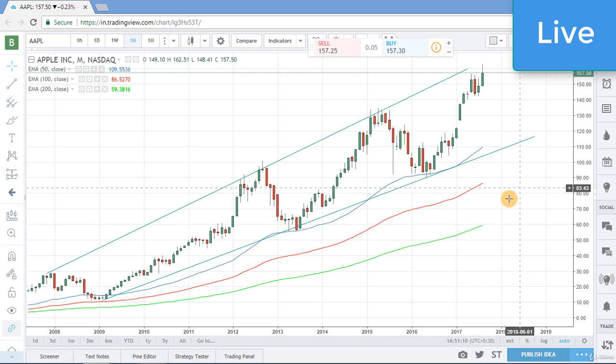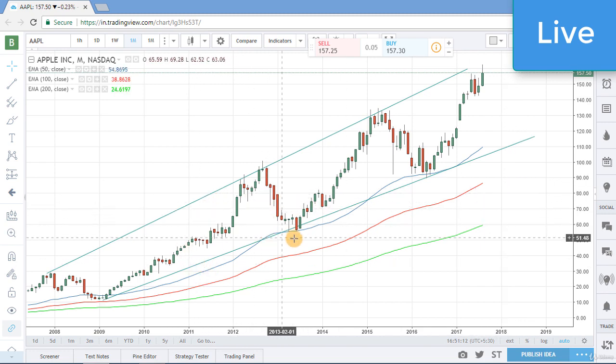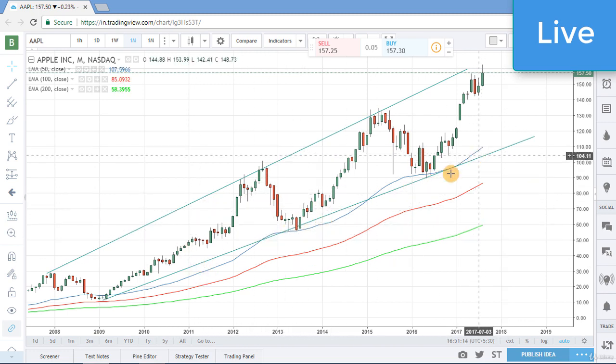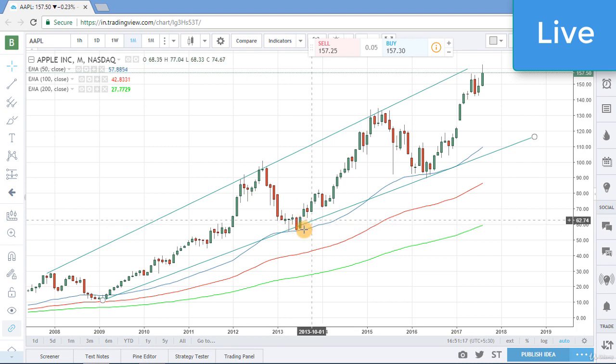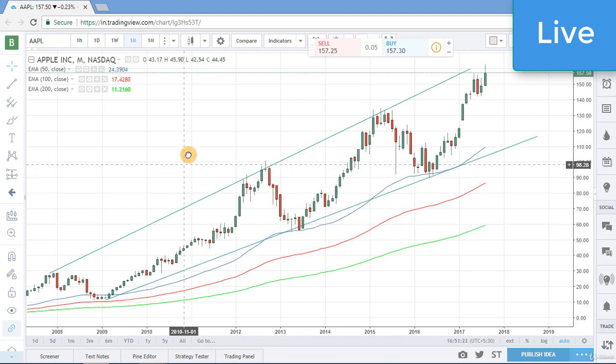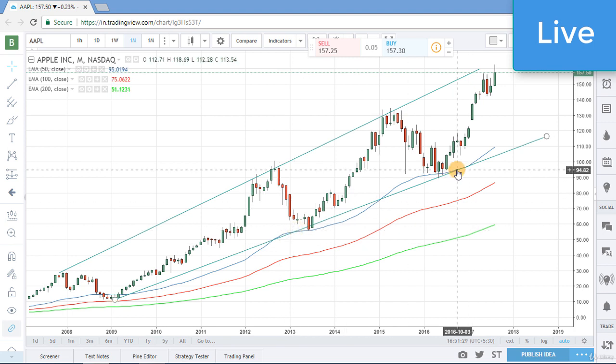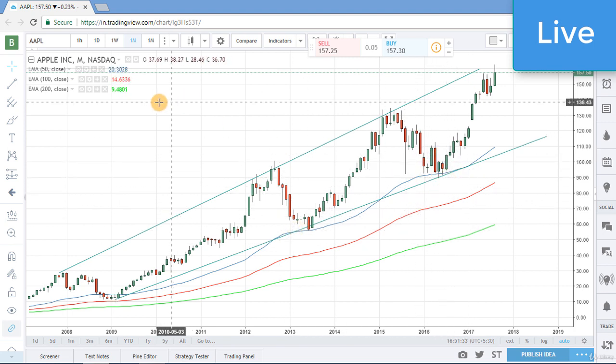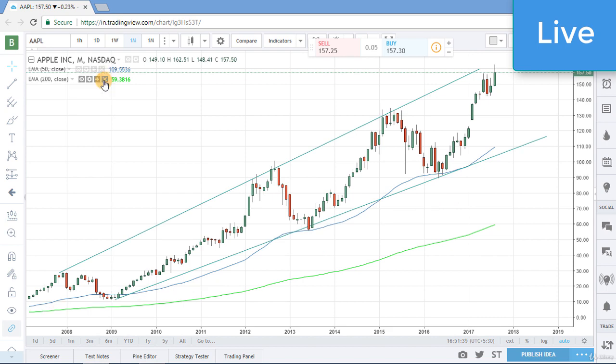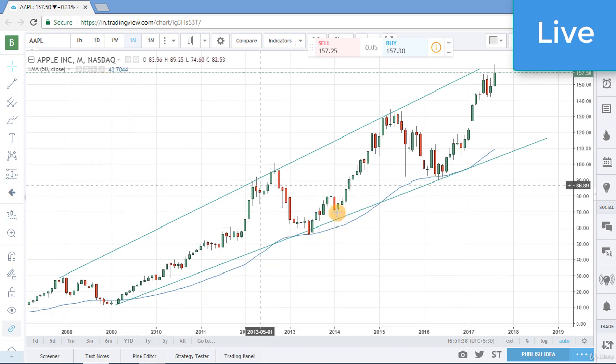Now see, the stock is taking support on this 50 EMA every time it is retracing, and here the stock is taking support on this 50 EMA. So we get the entry point here. This is the first entry point, this is the second entry point, and this is the third entry point on the long-term basis. So we will remove this 100 and 200 EMA.